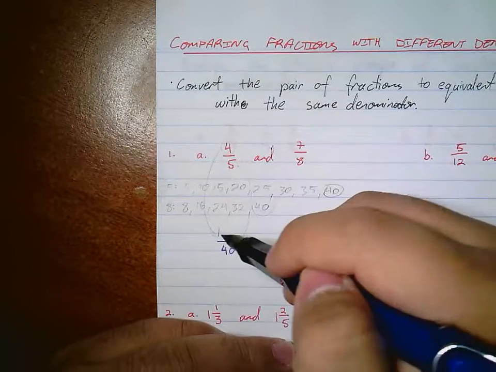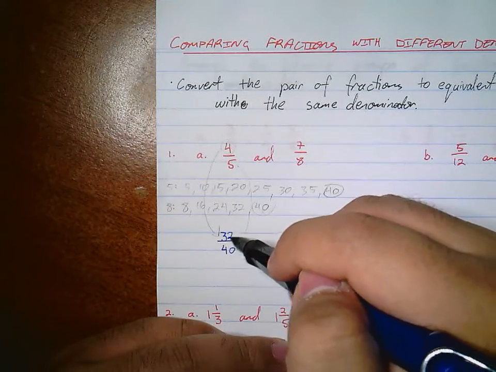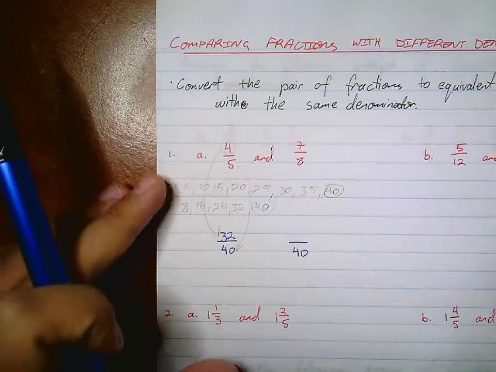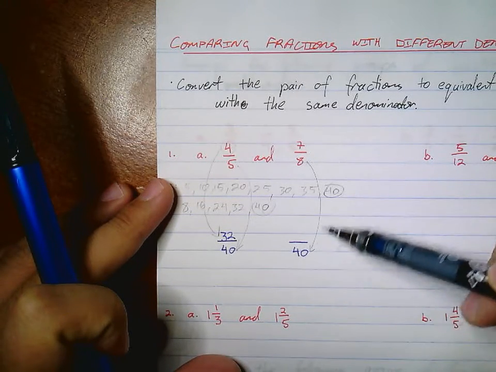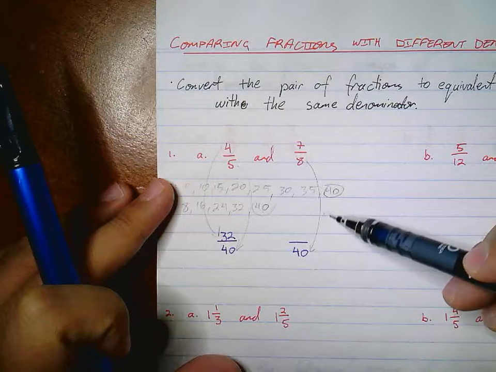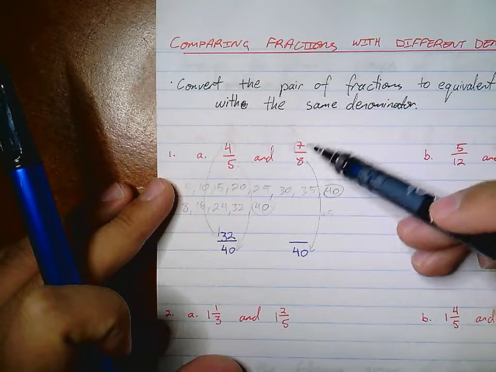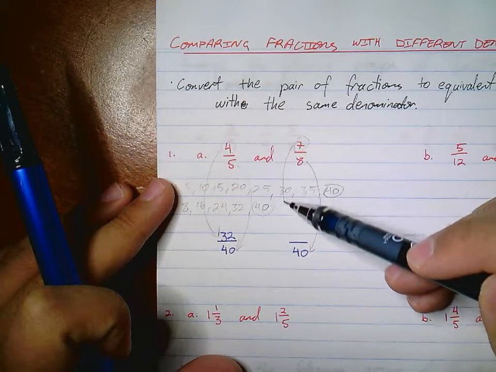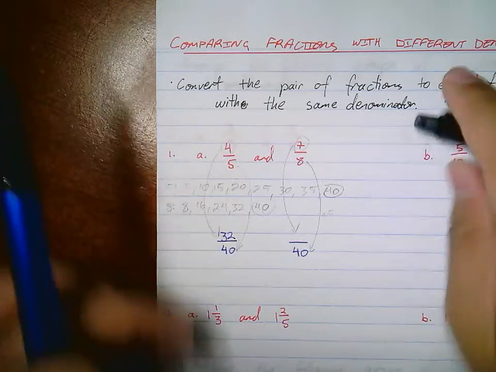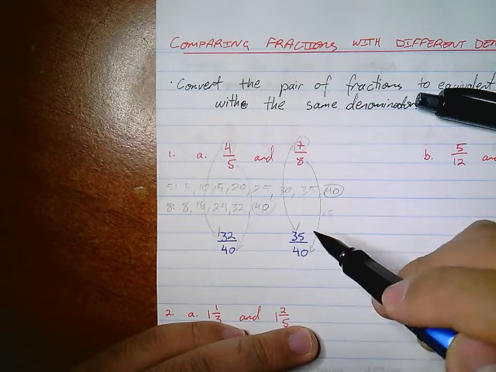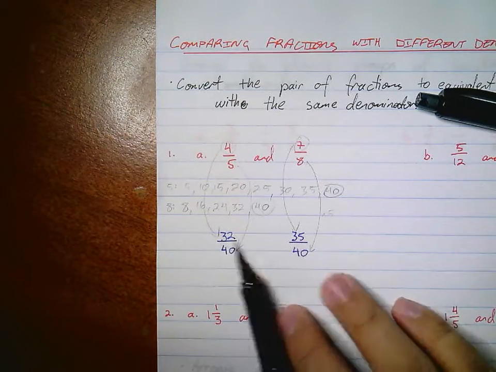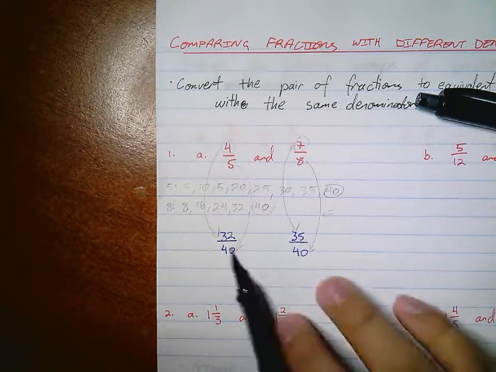So 4 times 8 is 32. For 8 to become 40, we need to multiply that by 5. Which means we also have to multiply the numerator by 5. So 7 times 5 is 35. And from here we can quickly see which one's larger or not, but we're not asked to do that.